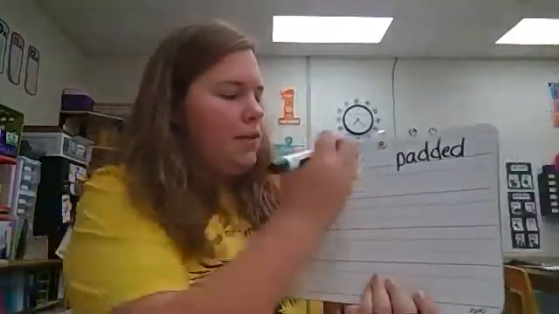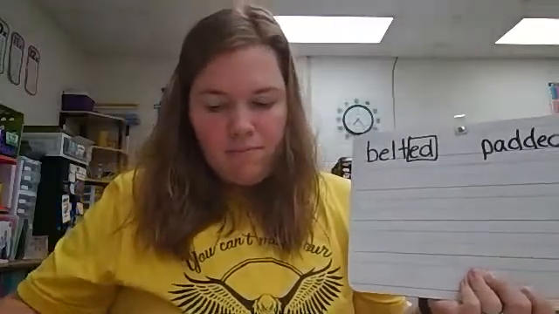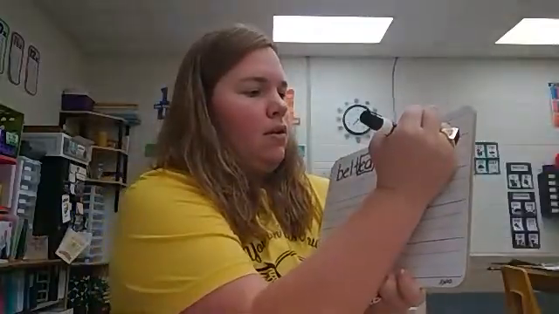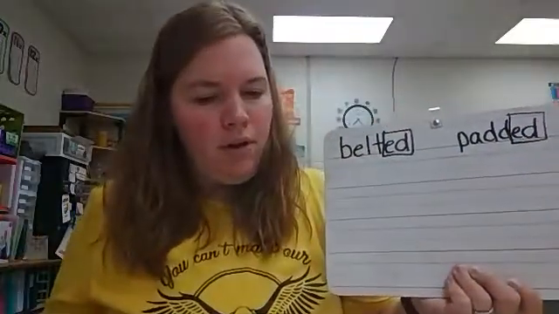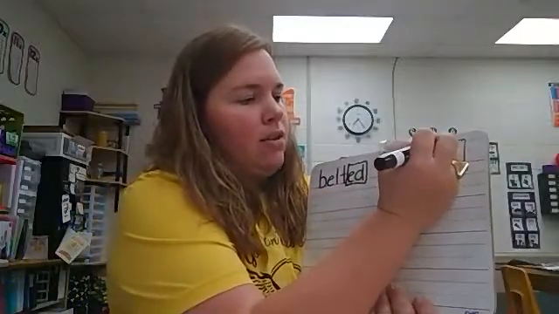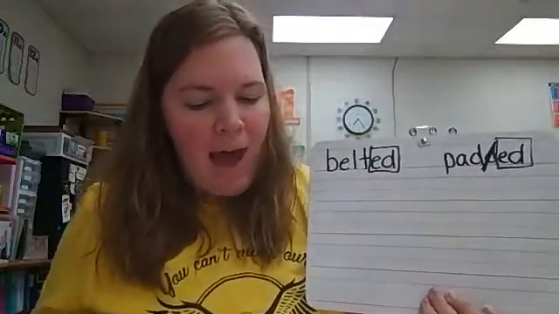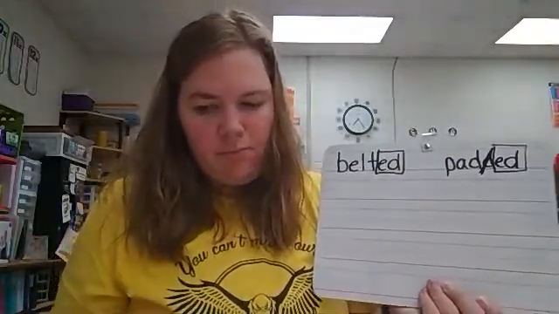Here is suffix ed. What is the root word of belted? Belt, very good. And what is the root word of padded? Pad, good. There is a twin consonant though, so we can cross it out to show just the root word pad, okay? So remember that when we code suffixes, we just draw a box around them.